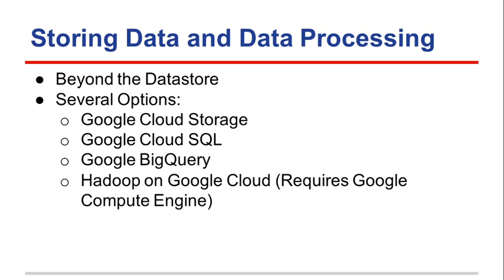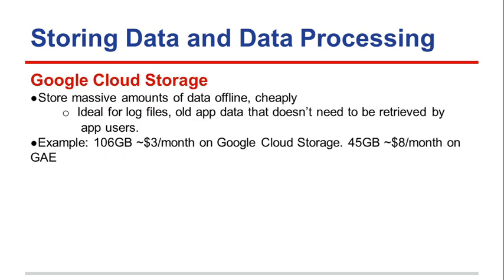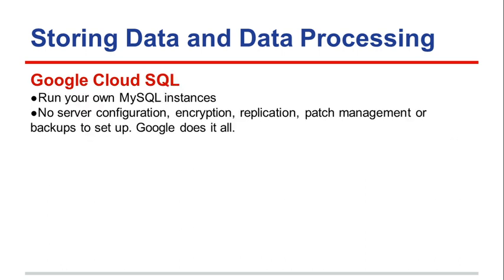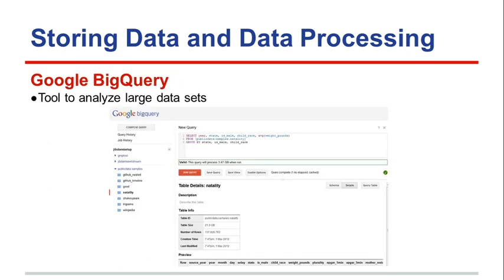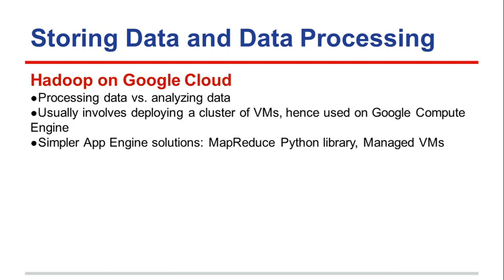These are all the storing techniques we have, that is the storing and retrieving process. Google Cloud Storage is for large files that app users can retrieve, for example 106 GB on Google Cloud Storage. Google Cloud SQL runs on its own MySQL instances, with no server configuration; encryption, replication, and patch management can be done. Google BigQuery is a tool to analyze large data sets. With Hadoop on Google Cloud, we can process and analyze the data, and it is usually deployed on a cluster of virtual machines.